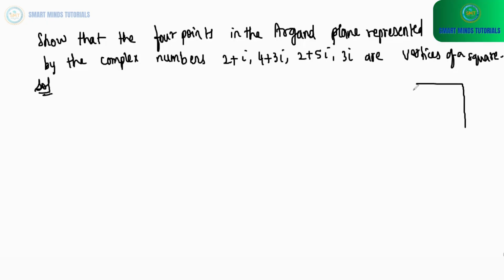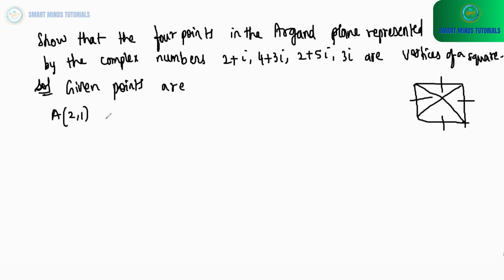Now see, this is a square. In a square, all sides are equal and diagonals are also equal. So first, let us write the complex numbers in the form of coordinates. What are the given points? We can directly convert the complex numbers into points. They are A (2, 1), B (4, 3), C (2, 5), D (0, 3).